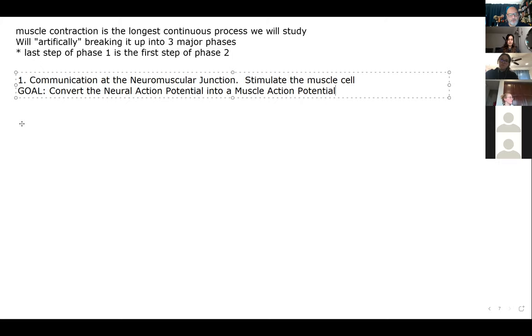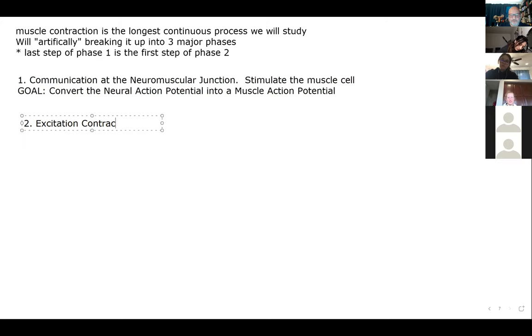Now, step two is called excitation-contraction coupling. What does it mean to couple? To combine, or to bring things together. And what do you think the things we need to bring together are here? Again, it's the excitation-contraction coupling. So guess what the two things we need to bring together are? Excited, electrical. Absolutely. Remember, at the end of step one, we've generated a muscle action potential. But as you guys pointed out, we want the muscle to contract. So what we have to do here is use that electrical activity, use that action potential, to get the muscle to contract.